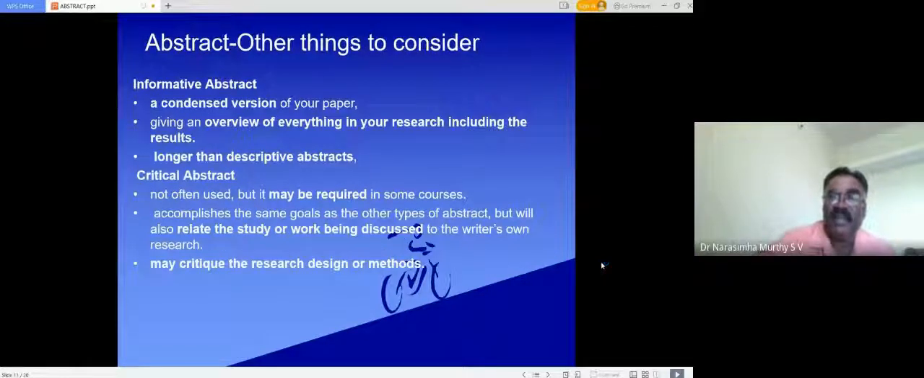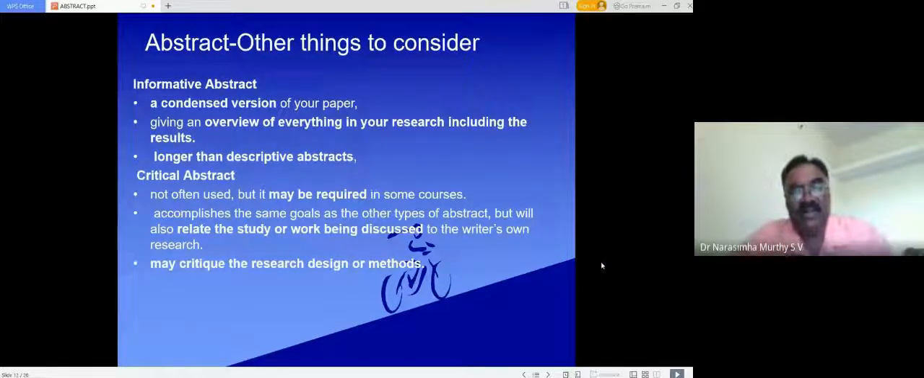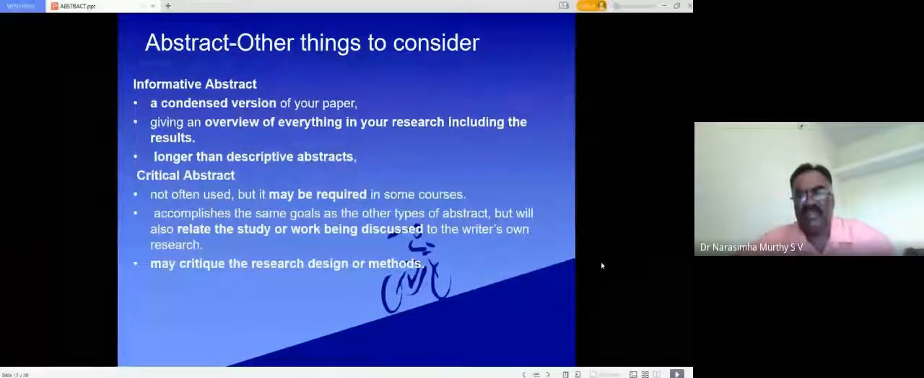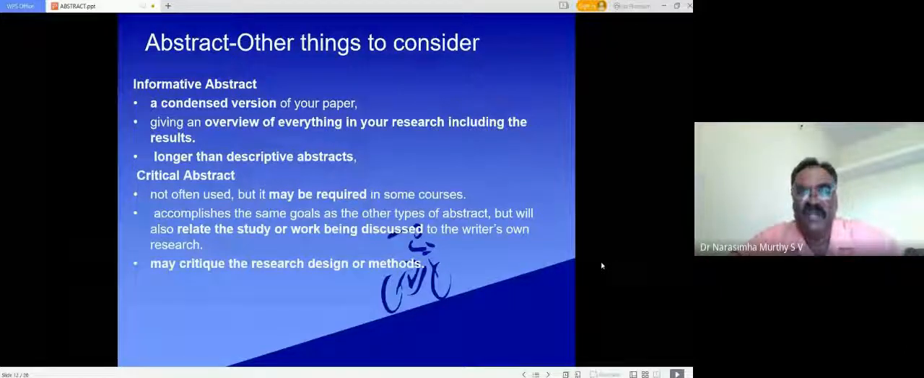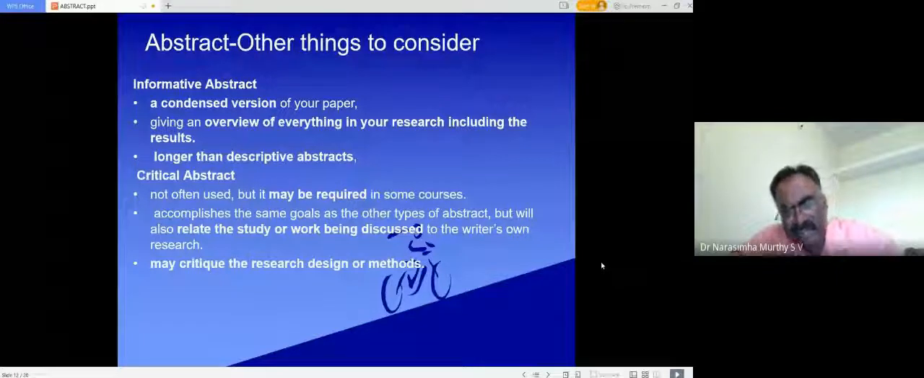And an informative abstract is a kind of condensed version of your paper. Most of us go with this informative abstract because we feel very comfortable. It gives an overview of everything in the research, including the results. It's a kind of miniature research paper. And definitely, it is longer than a descriptive abstract.